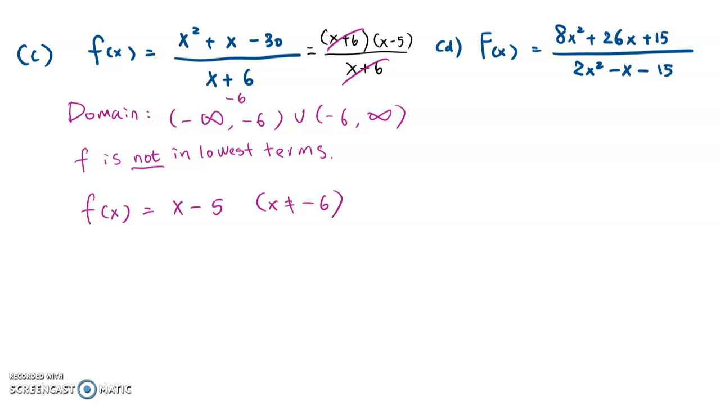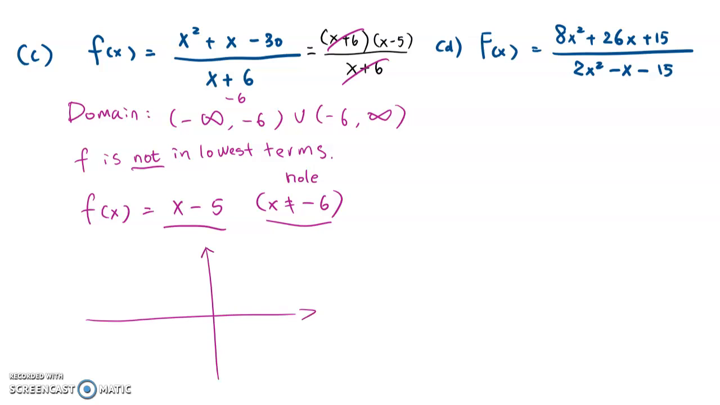All right, then the graph of this function is pretty easy. Y equals x minus 5 is a line, right? It's a linear equation. So it's a linear equation with a hole at x equals negative 6. So we'll graph it.